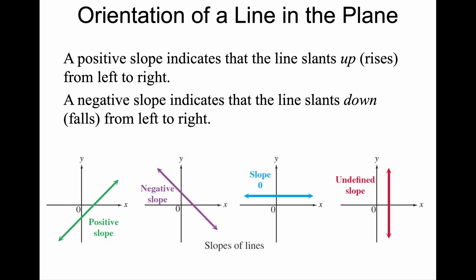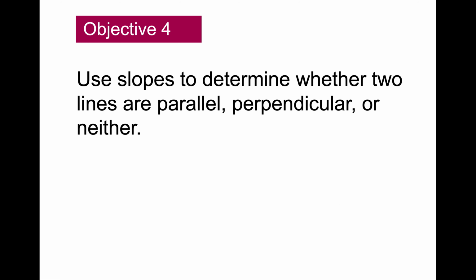Now we can talk about some general rules with the slope of a line. If the line is inclined from the left to the right going up, the slope is going to be positive. If the line is inclined down from the left to the right, the slope is going to be negative. If it's a horizontal line, the slope is going to be 0. And if it's a vertical line, it's going to be an undefined slope.